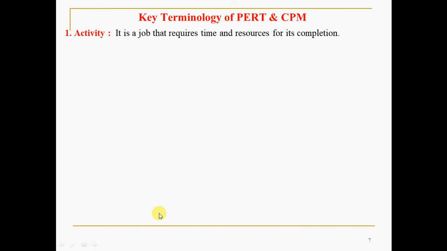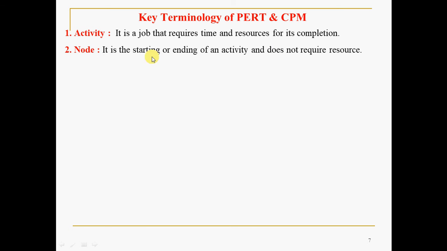Coming to the key terminology of PERT and CPM. To understand some basic terms associated with PERT and CPM or project management techniques, the first thing is activity. While defining the project, I told you a project is a group of activities. Then what is an activity? An activity is nothing but a task which consumes some kind of resource. It is a job or task that requires time and resource for its completion.